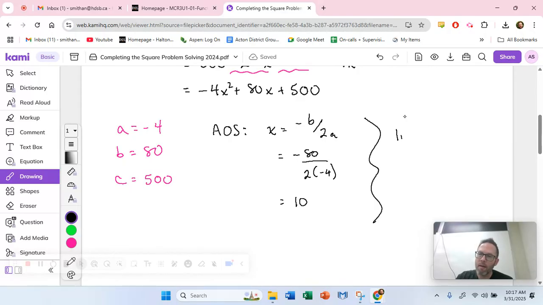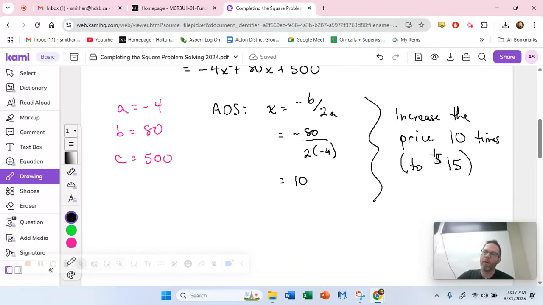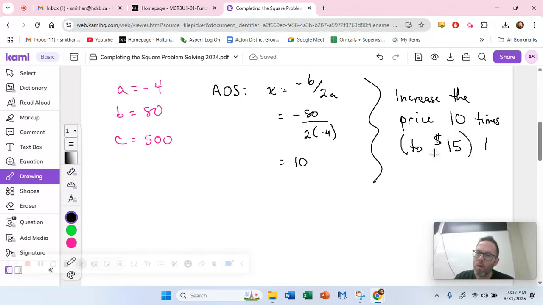So what does this mean? This means increase the price 10 times. Remember, x is the number of price increases. So increase the price 10 times to $15. If you're wondering how we got $15, we're just using the original data. It was $5, and then we're doing $1 price increases. If it was 10-cent price increases, 10 increases would be $1.50, but this is $1 price increases. And this will maximize revenue.